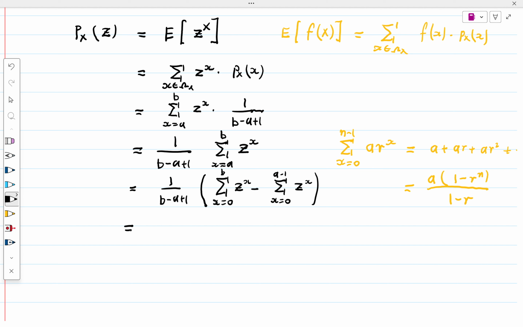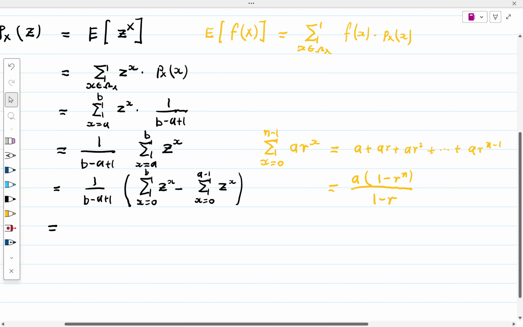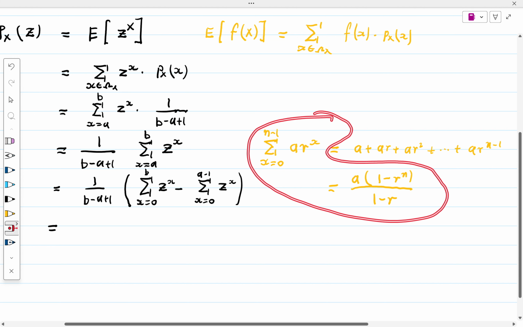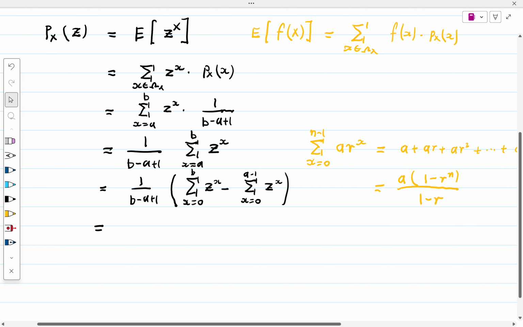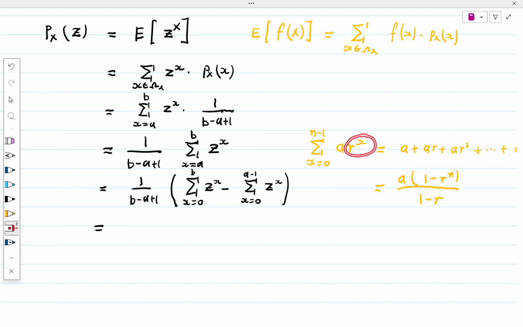And then now I can apply my formula here for the sum of geometric sequences. So in this particular instance, we've just got z to the x. So it's just the r to the x component. The a, of course, in this particular example is just a coefficient of 1. So we can almost ignore the a's and go straight to just the 1 minus r to the n over 1 minus r. In this case, of course, we don't have r, but we have z. So keeping that in mind, we've got b minus a plus 1. We'll use the formula exactly.